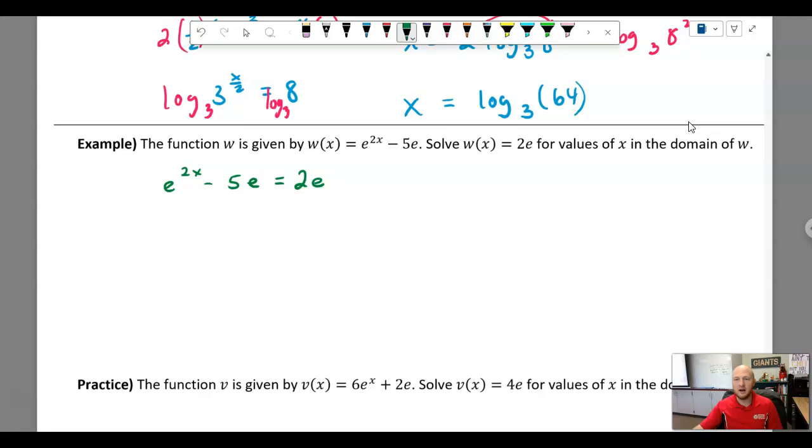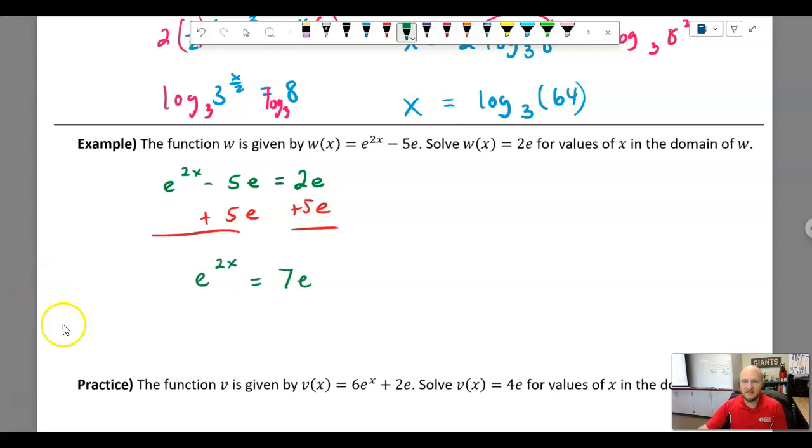So the first thing I want to do is isolate my exponential function. I know this has an e, but it's not e raised to a power, so I can't factor this. But I do have 2 e's over here. So what I can do is combine like terms. I'm going to add 5e to both sides. And what this gives me is e to the power of 2x equals 7e. Okay, now that I have that, I can go ahead and isolate my exponential. That's what I want, right?